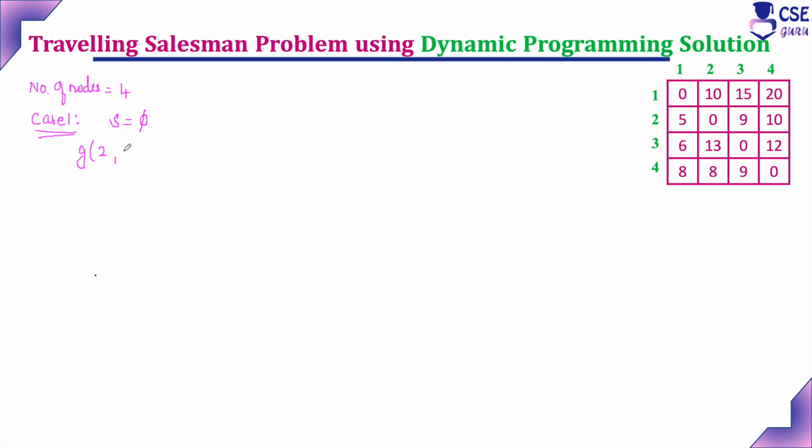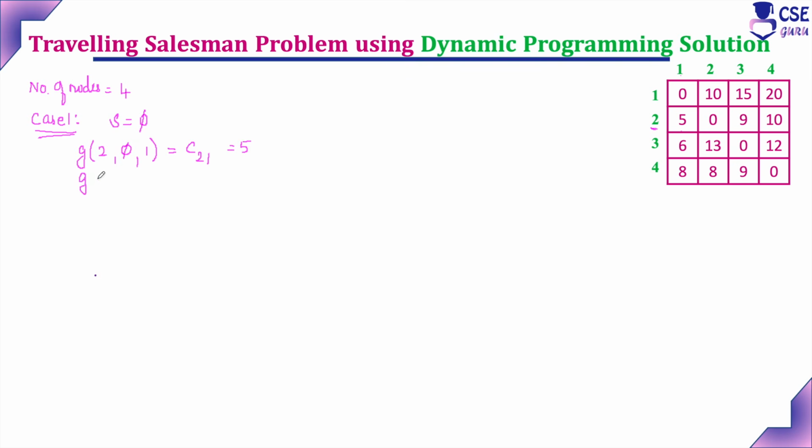And after visiting 2, there is no other city. That's why empty set. And after visiting 2, you have to come back to the starting city. That's why we have included 1. So G of 2, empty set, 1. What is the cost here? It is 5. So C21 is 5.